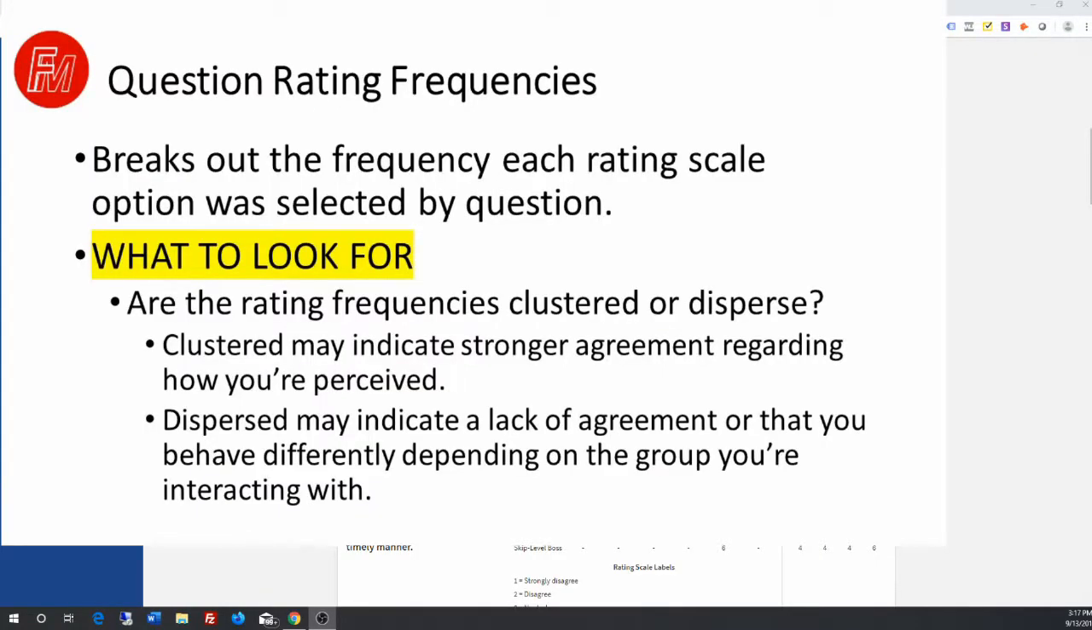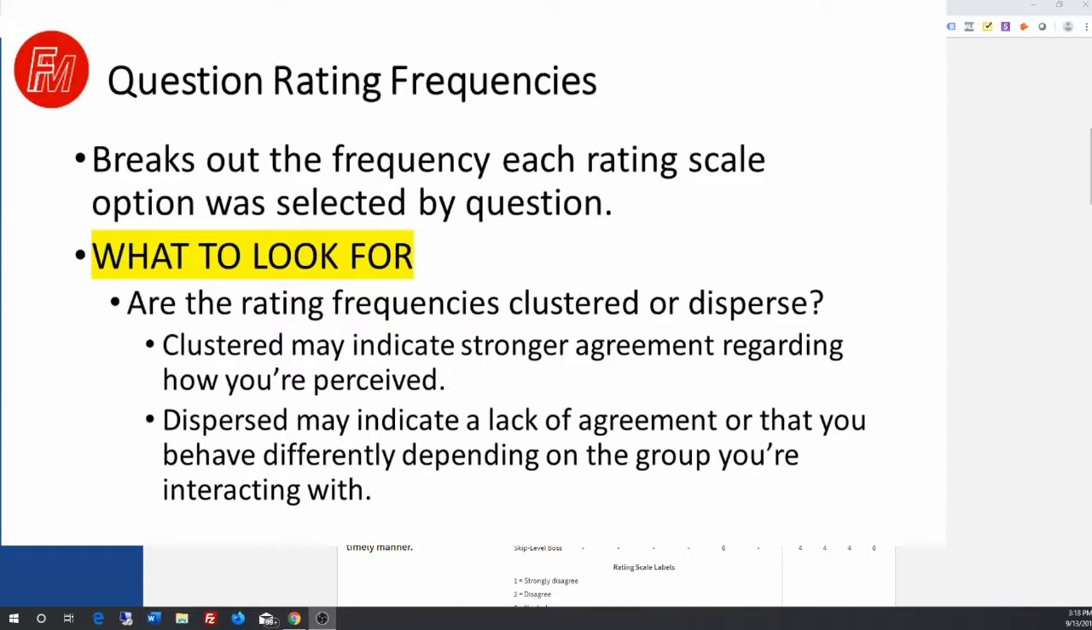The next section we'll talk about is the question rating frequency section. And this section breaks out the frequency each rating scale response option was selected by question. So what do you want to look for in this section? In this section, you really want to examine whether the frequencies are clustered or dispersed.